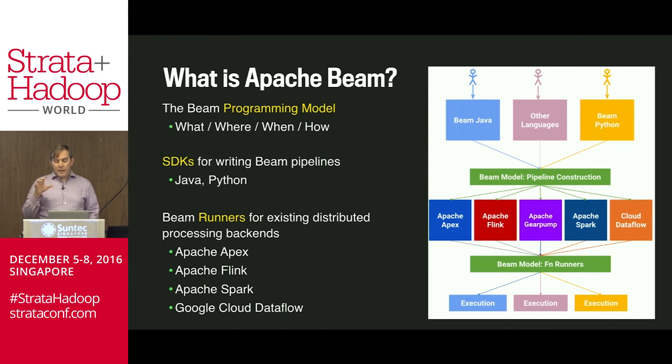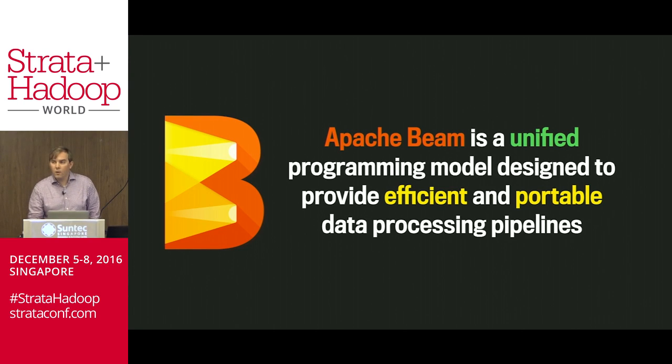Beam is intended to be a model that is independent of which system you want to run, whether it's Apache Apex, Apache Flink, Apache Spark, Google Cloud Dataflow. We also have an Apache Gearpump runner coming. People are talking about Storm. So the idea is you write a pipeline, you can run it on any of these runners. This is a pretty grand vision. And on top of being unified and portable, we also want it to be efficient. So to quickly start out, let's talk a little bit about the model.